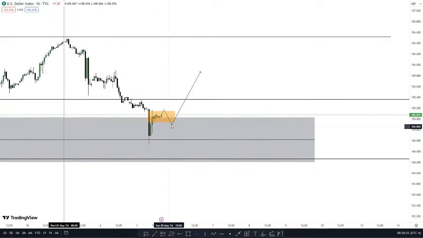Now we have opened and we have dropped down, and we are in pretty discounted prices right now. So we have the 104,800, we have the 104,600. I'm going to be looking for something down here to look for my bullishness.